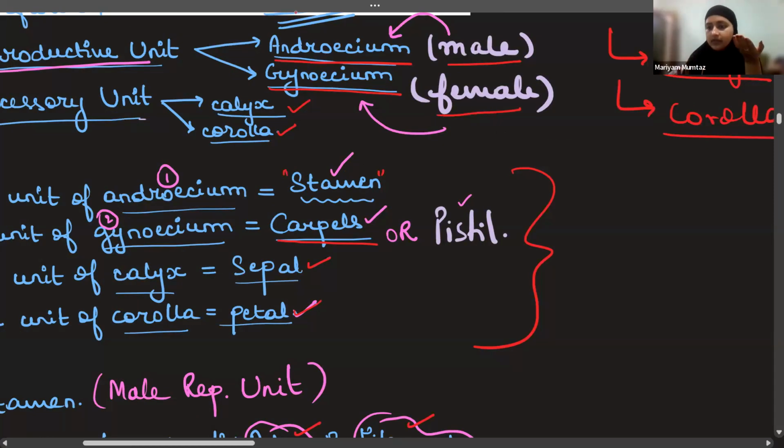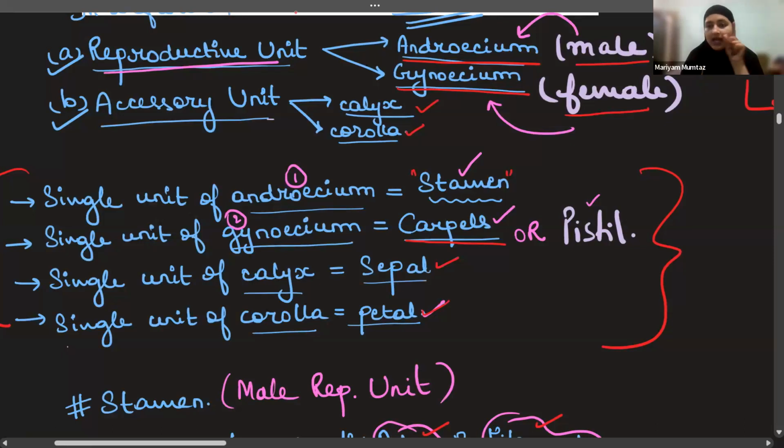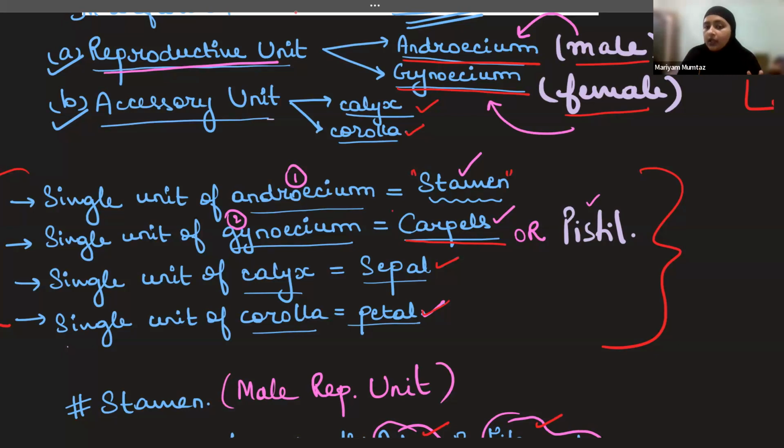Repeat after me, stamen. Same way, the gynoecium will also have one single unit. One single unit of gynoecium is carpel or pistil. It has two names. Then one single unit of calyx, the green portion that was right there, is the sepal. And one single unit of corolla is the petal. The colorful, beautiful one is the petal, and the green colored one, like tiny petals, is the sepal.